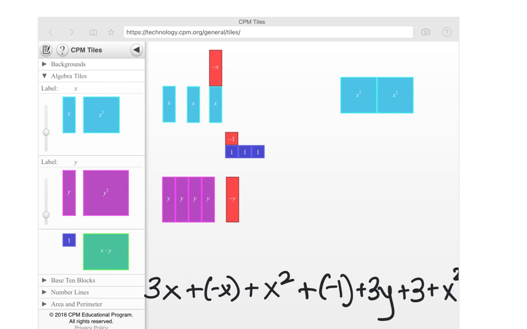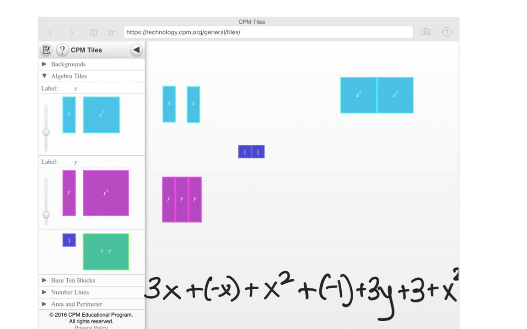All right, and now what I see here is we've got a couple zero pairs, right? If I have a -1 and a +1, that makes 0. I can eliminate that and make it a little simpler to work with. I also see over here I have an x and a -x. That makes a 0 pair. And I have a y and a -y that I can pull off my mat.